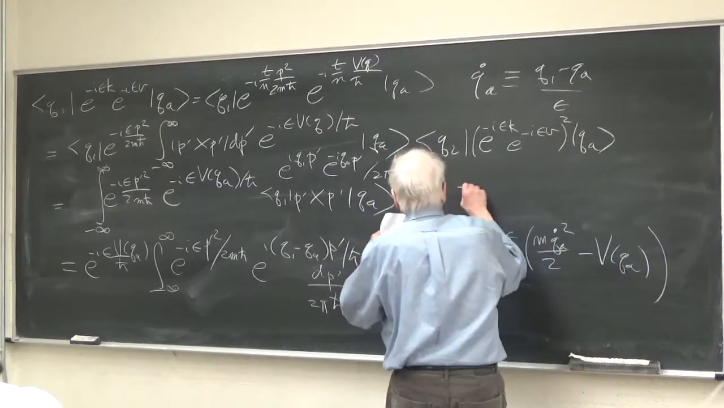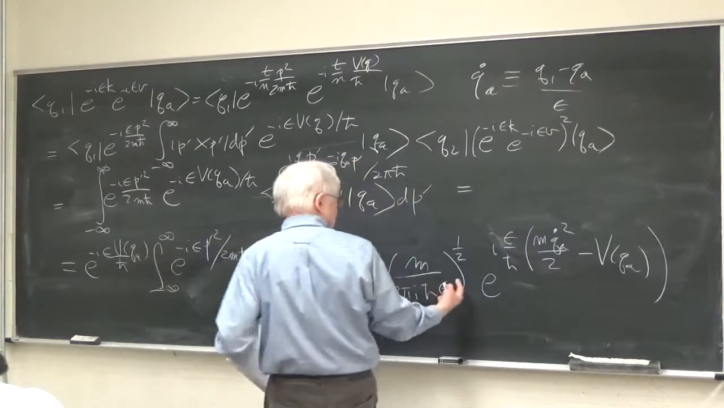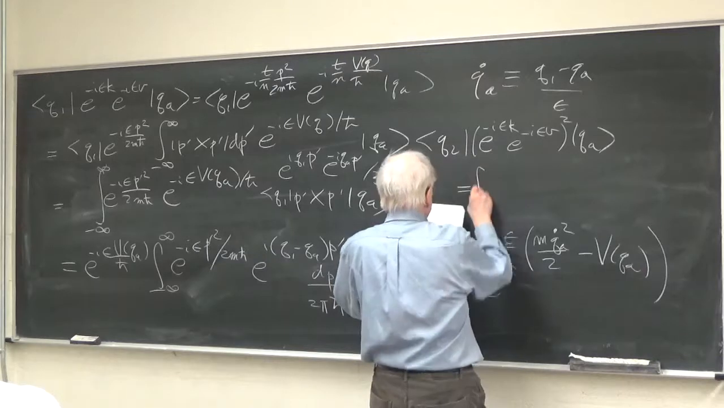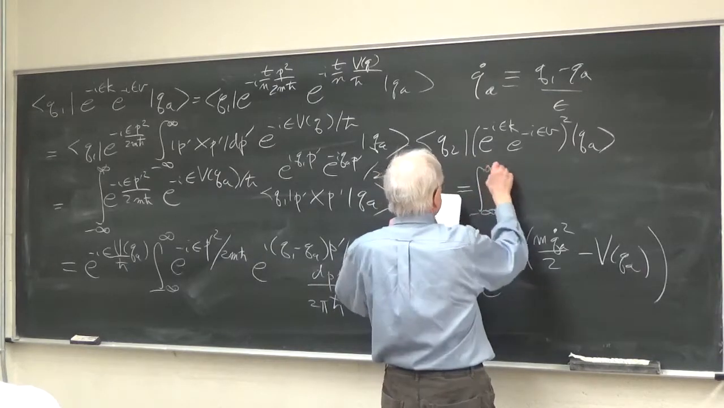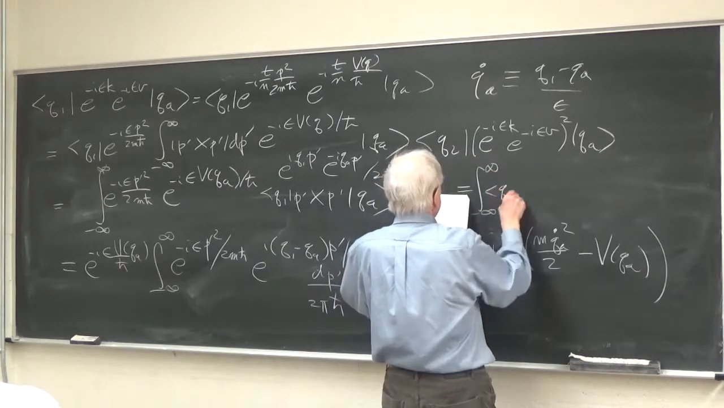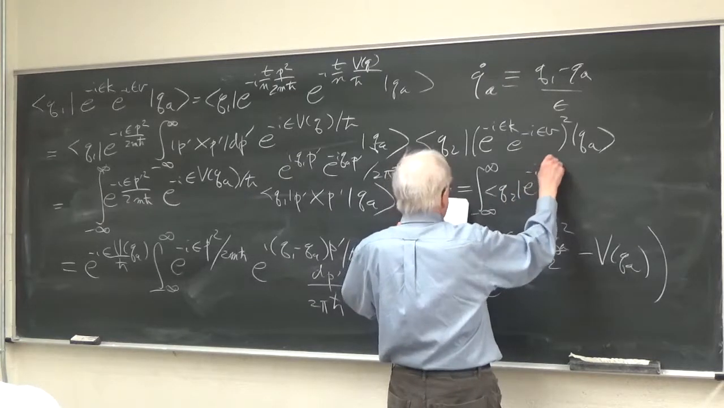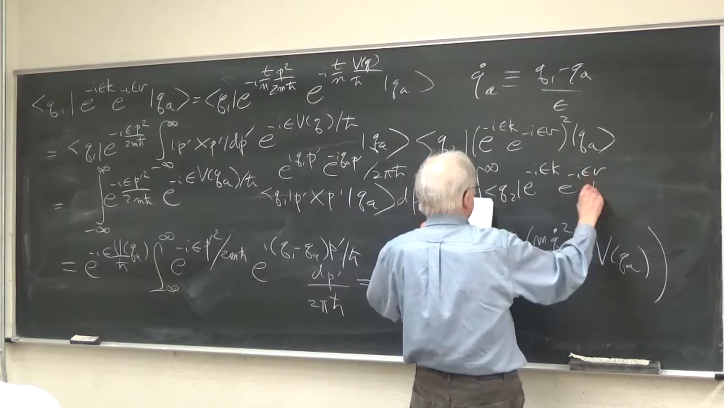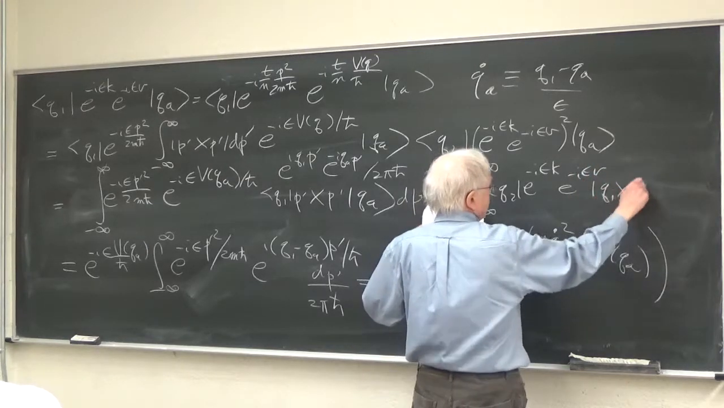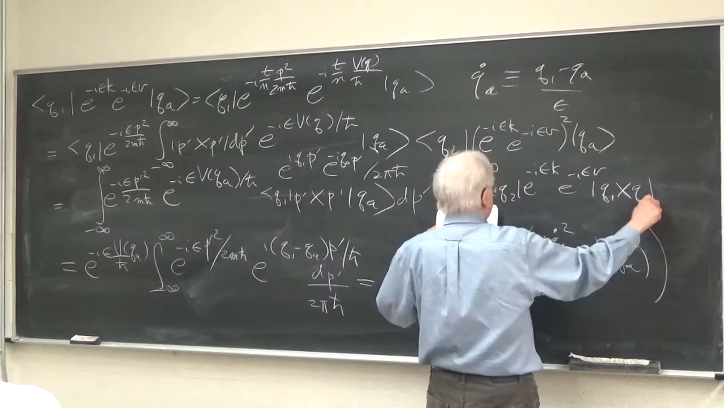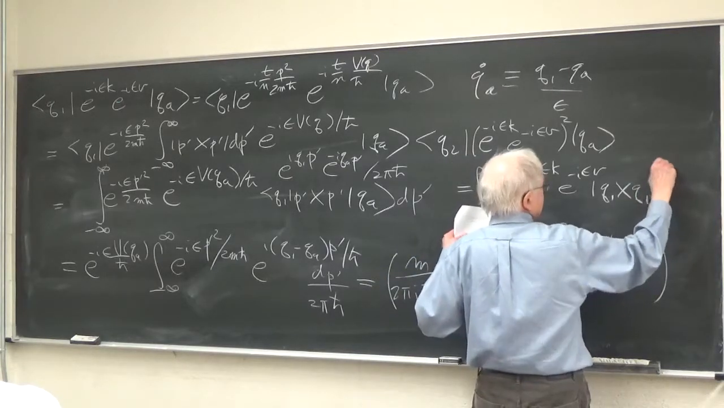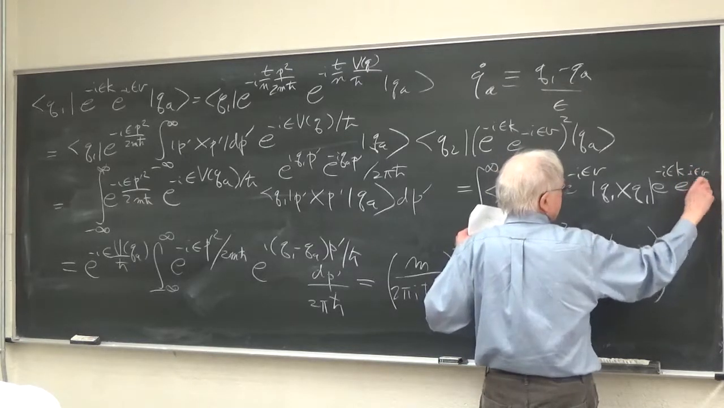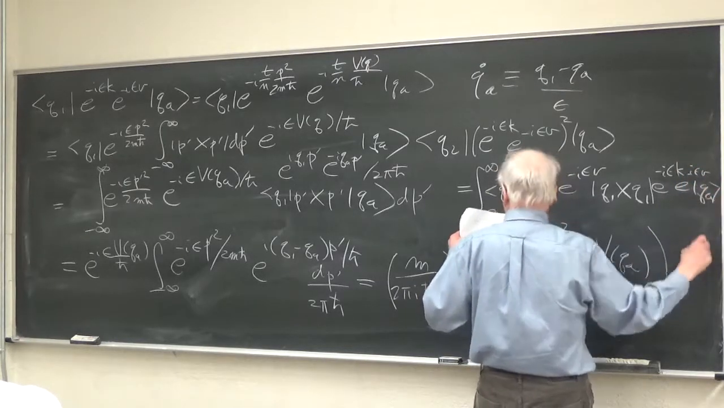We're going to use this formula twice, or equivalently first in quantum mechanical terms. We're going to write this as ⟨q2| e^{-iεK} e^{-iεV} |q1⟩⟨q1| e^{-iεK} e^{-iεV} |qa⟩.